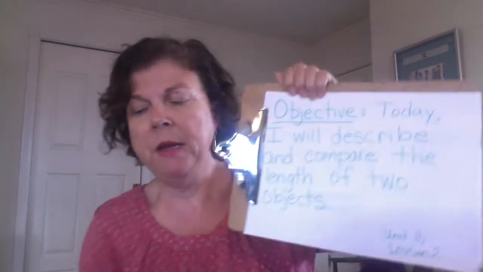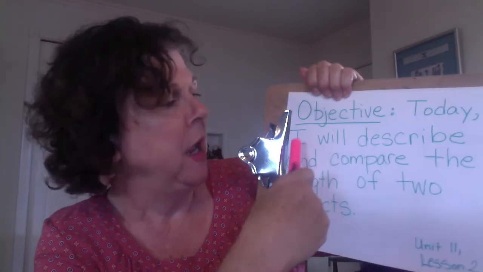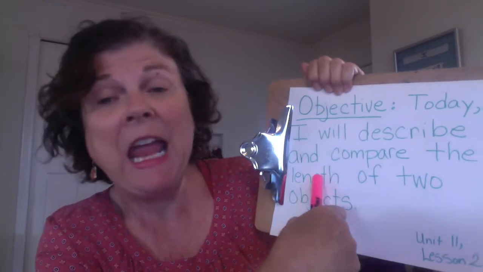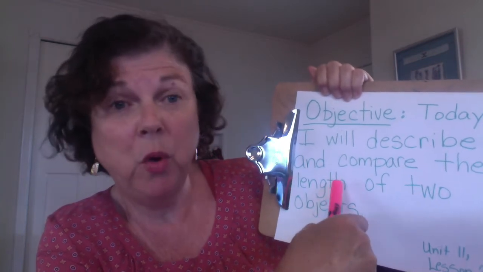First of all, we need to say what our objective is. And remember, objective is what we're trying to do. Our objective is today I will describe and compare the length of two objects. Length is what we are going to be learning. Let's write that with our magic pencils. Length is spelled... Length. That's what we're going to be studying.